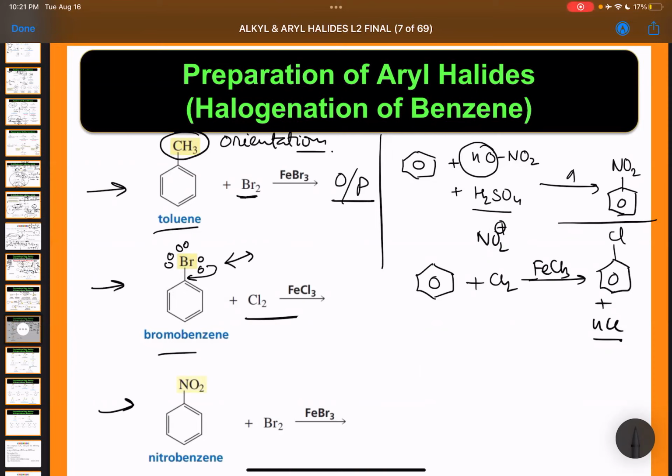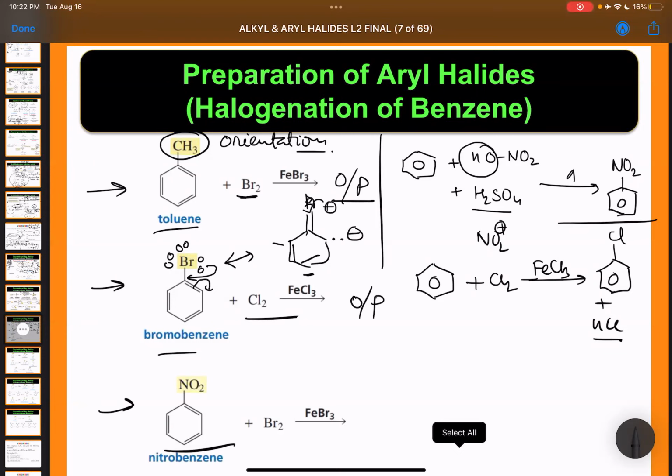So let's bring this electron into the ring. So Br will become plus and this will become minus, because these electrons need to get shifted aside in order to make space for the incoming electron. So you have minus charge in ortho and para positions. So this is also ortho para. And what about this one? Same thing, sir. Ortho para.